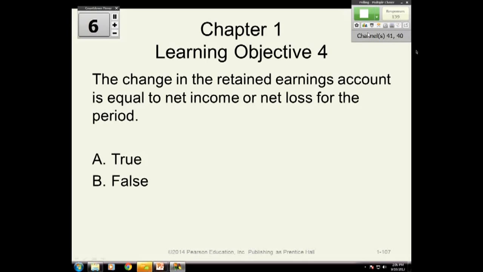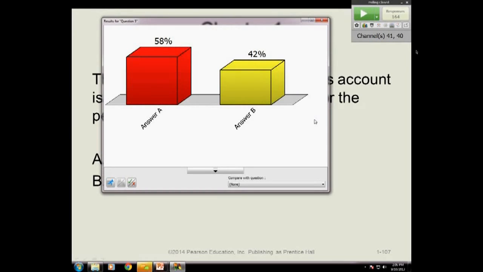All right, getting ready. Getting close. All right. So hold it down. We got an interesting split here. You're saying that. Let's look at the question again.